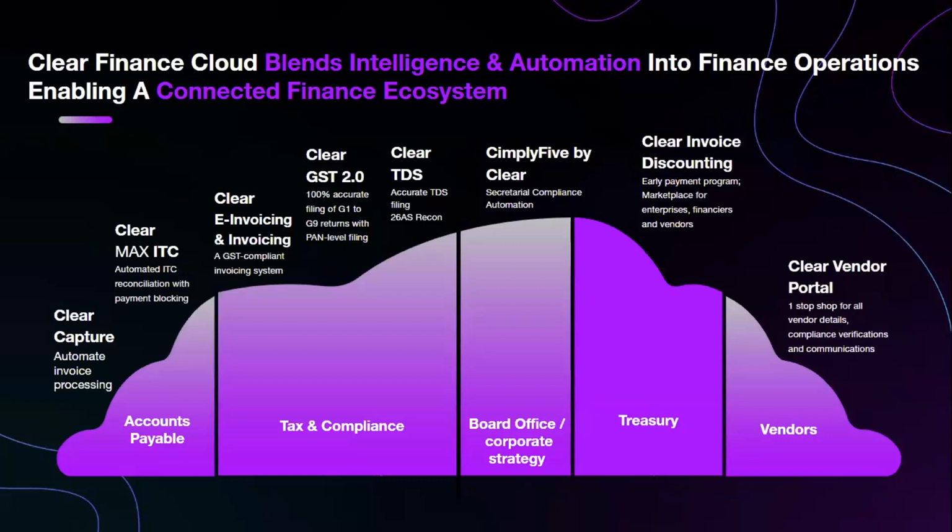So that is how we built this intelligence and automation in finance operations to cater to the entire CFO office, wherein we have multiple offerings from various buckets, as you can see on the screen. We have offerings on the accounts payable side, tax and compliance, board office and corporate strategy, treasury, and the complete vendor onboarding, right? This is a complete Clear finance cloud wherein all these solutions are totally integratable and communicate with each other.